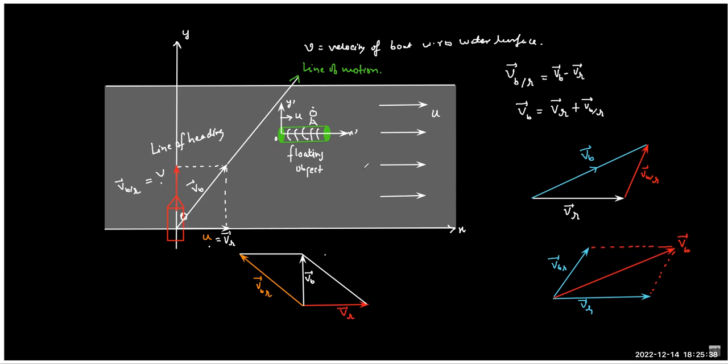Okay, so when you walk inside the train, is that VBR or VB? Tell me. When you move inside a train, what represents the motion of the person? VBR or VB? So VBR. So how should your VBR be to cross in the minimum time?